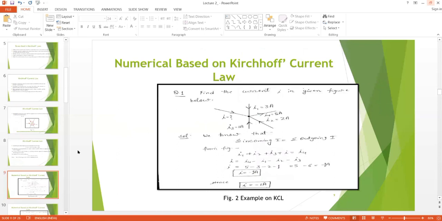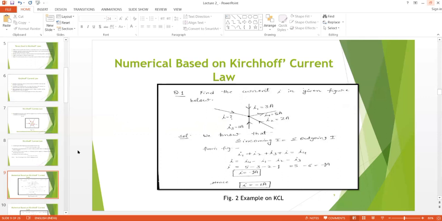Now let's do a numerical, because most of the students told me, sir, please solve the numericals also. So I'm taking some numericals for your consideration. Just see to it. You are having many currents. You can see three currents are entering, four currents are entering, and one current is going outside. You can see I1 plus I2 plus I is equal to I4, and I need to be known. So you can easily say I is equal to 1 ampere minus 1 ampere.